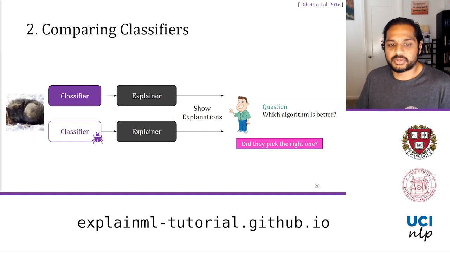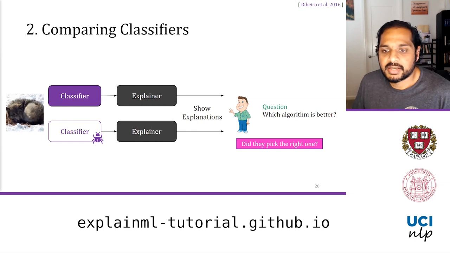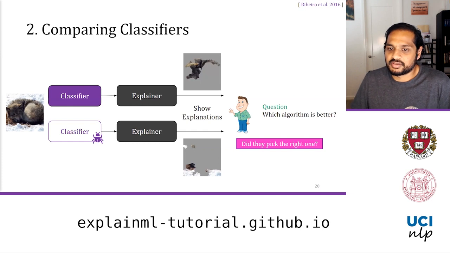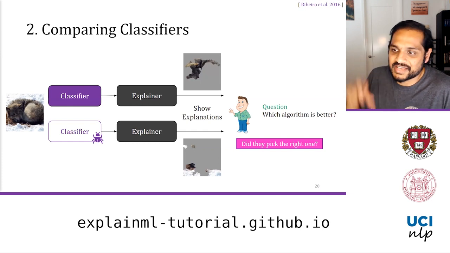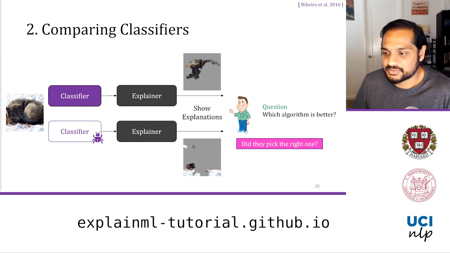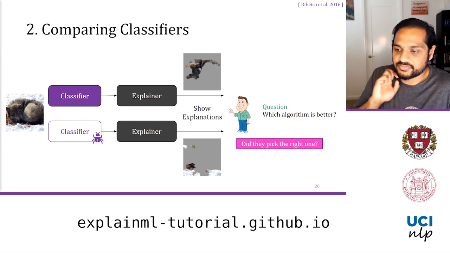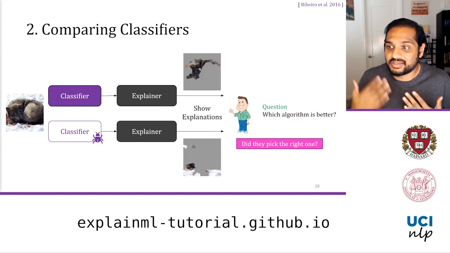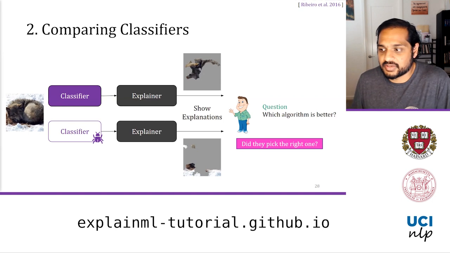So as an example, you can start with the wolf snow image again, and the explanations you would generate would look something like this, where the clean classifier is actually looking at the wolf, the snout, the ears, and the fur, and so on. Whereas the buggy classifier is looking at the snow. The user should be able to look at these two and say, okay, clearly the first one is better and not the second one.